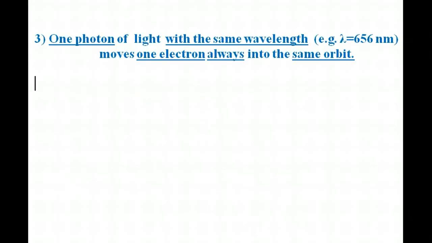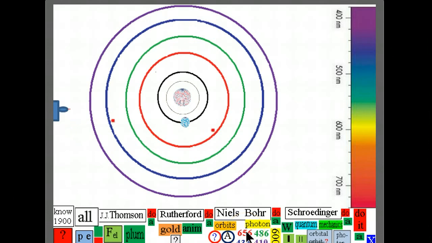The third observation is that one photon of light with the same wavelength, for instance 656 nanometer, moves one electron always into the same orbit. Fire photons of 656 nanometer wavelengths and the electron is pushed into the red orbit. Do it again here. Red photon, red orbit. It is always into the same orbit if you use the same wavelengths of photon. Always into the red orbit. Never a red photon into the green orbit, into the larger orbit.